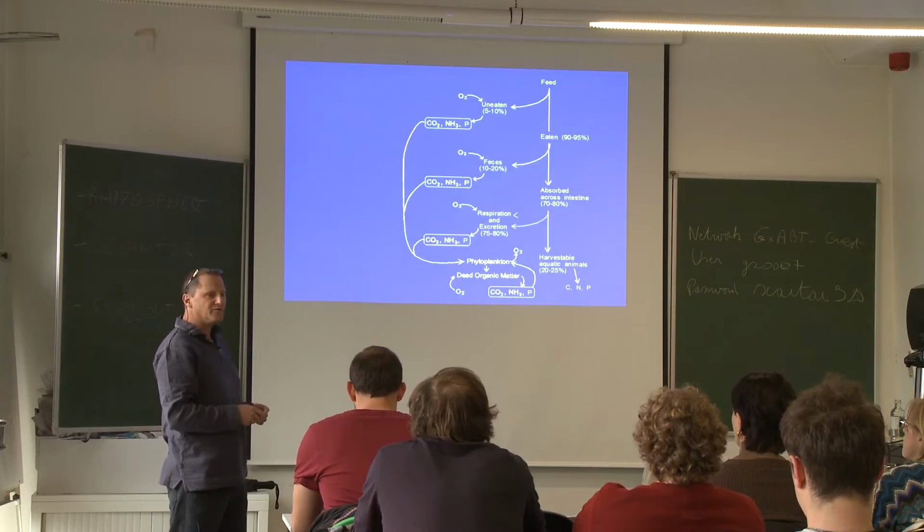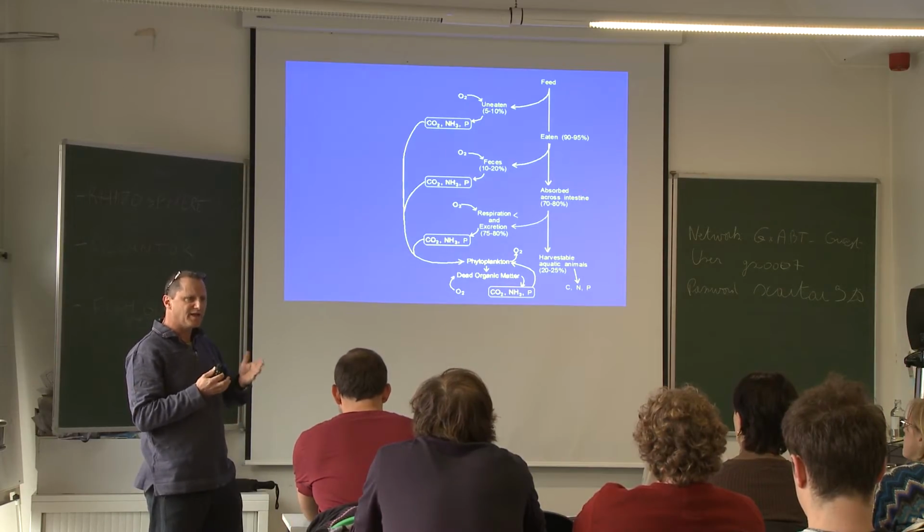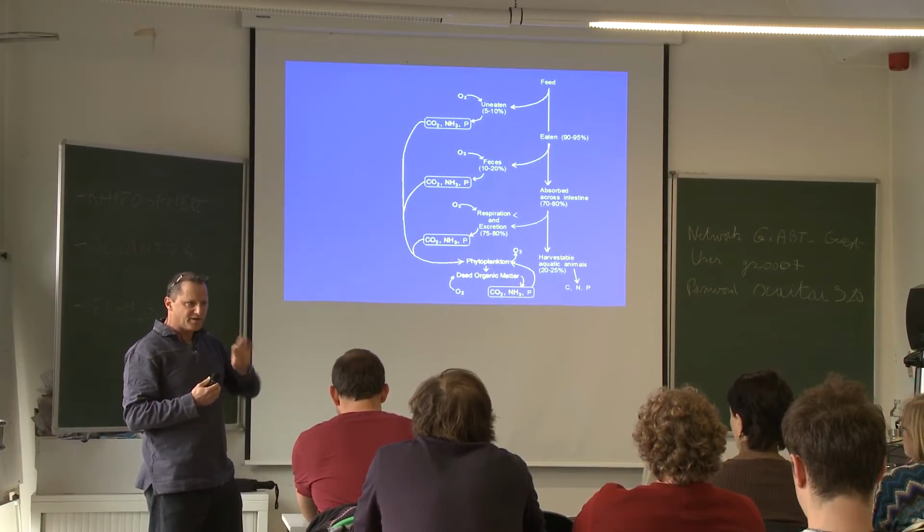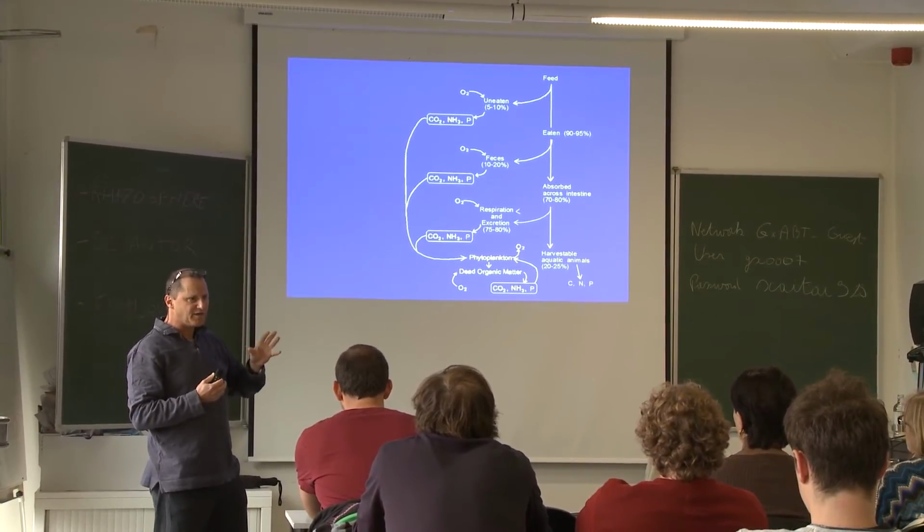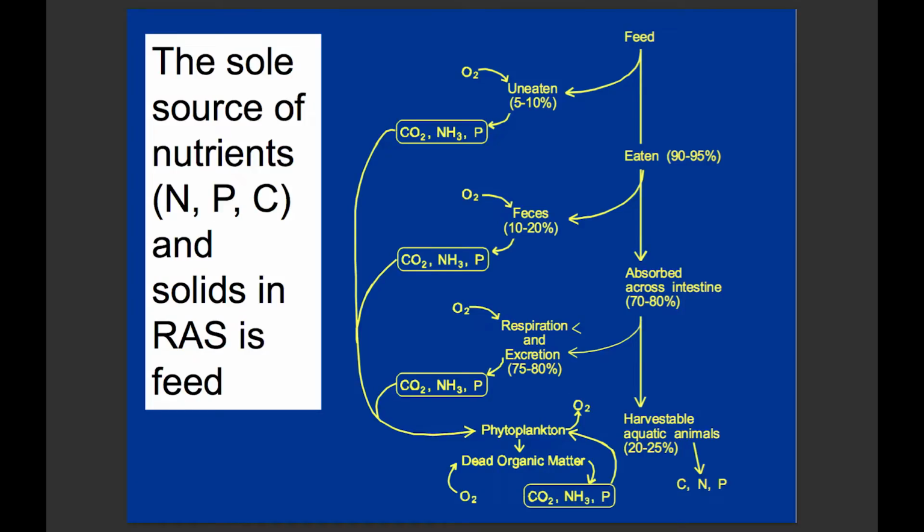About 20 to 30% of most elements are absorbed by the fish, which means that 70 to 80% is wasted. That's a big chunk of material that is wasted there: nutrients, carbon, phosphorus, and others, potassium. Of the eaten feed, about 20% goes to feces and requires oxygen. So in the water we produce basically CO2, ammonia, and phosphorus.